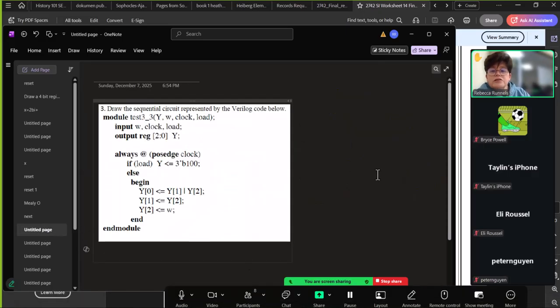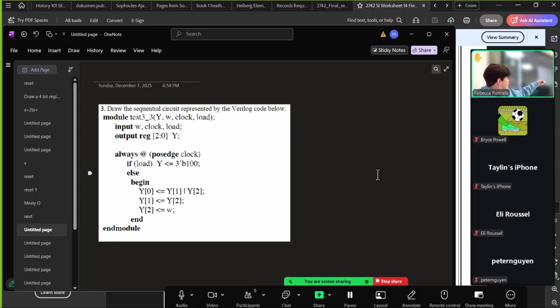Draw the sequential circuit represented by the Verilog code below. So this is a register, and registers were in the list of topics, so I think this is worth doing. How did I look at it, just glance at it and say this is a register? Output reg seems like it would be it, but it is not necessarily. It's because of the Y1, Y2. So it's a combination of all of those things that y'all said. The reg was an indication.